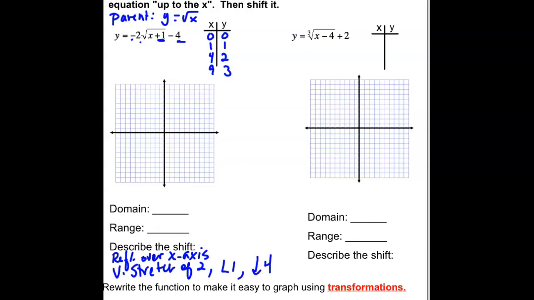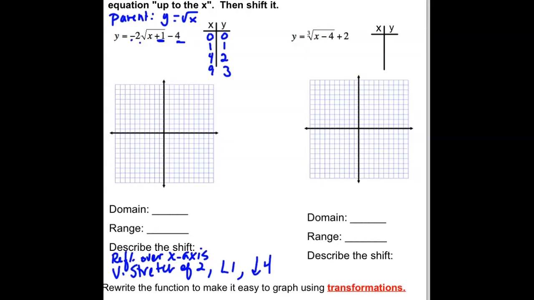Okay, so to figure out the best graph, it's easy to move left and down. Let's get our reflection and our vertical stretch taken care of. So let's make a second y column, and let's look at what y is when we have negative 2 square root of x. We're going to take all our y values from this and multiply them by negative 2. 0 times negative 2 is still 0. Negative 2 times 1 would give us negative 2. Negative 2 times 2 is negative 4. And negative 2 times 3 gets us negative 6.